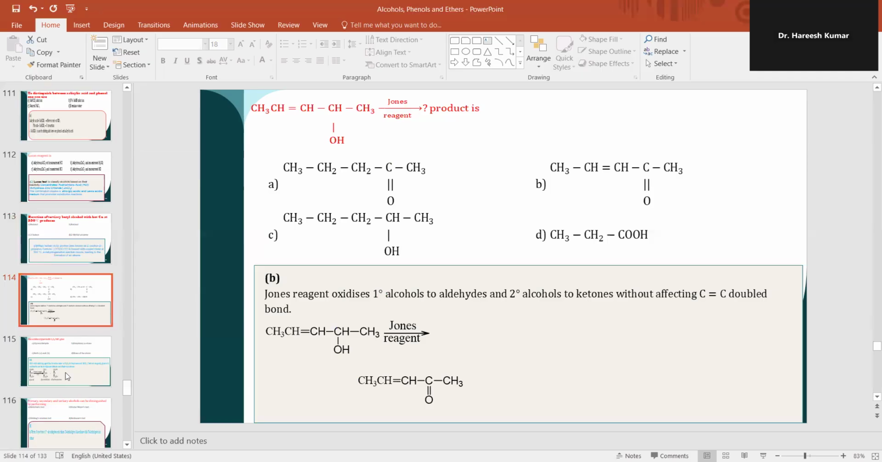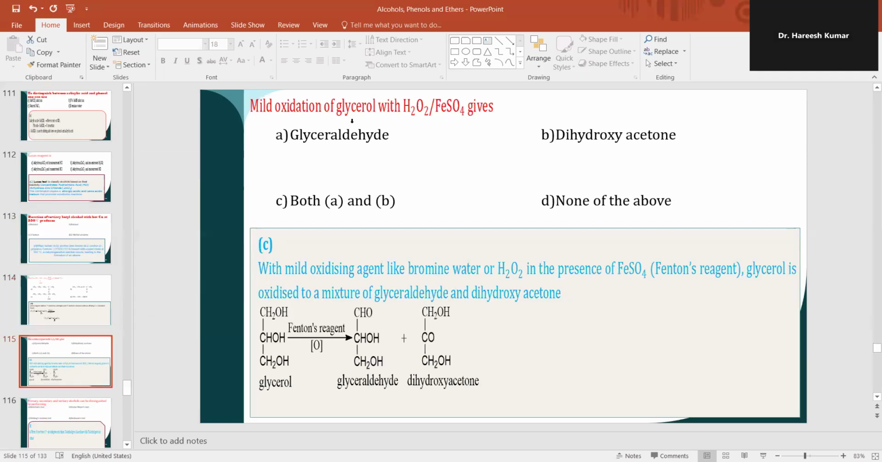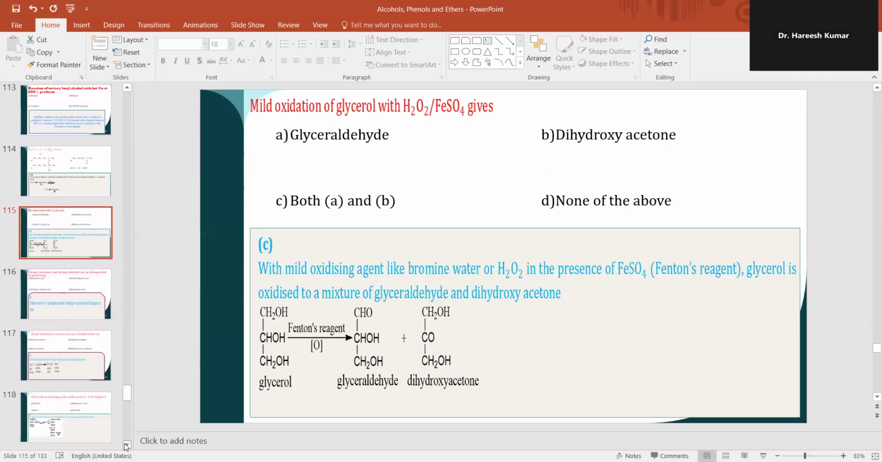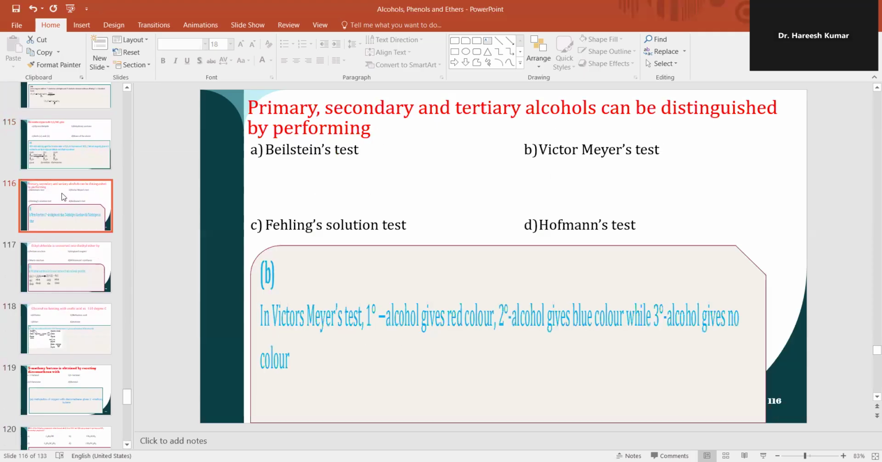Let's take another question. So mild oxidation of glycerol with hydrogen peroxide and ferrous sulfate gives both glyceraldehyde and dihydroxyacetone. This is the glyceraldehyde and this is the dihydroxyacetone. Let's take another question.